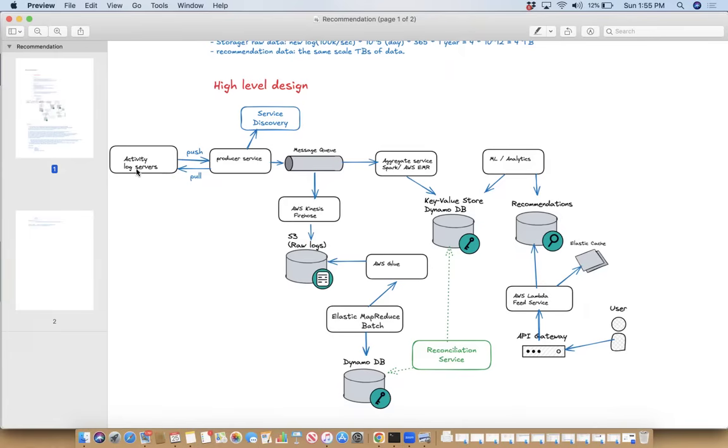So we have activity log servers here. We will have a producer service, or a front service, that is working with a service discovery to pull log servers, maybe in a batch format to increase throughput. Because we know that a small network fetch is going to kill throughput, right? This needs to handle high throughput. So this can be a pull.